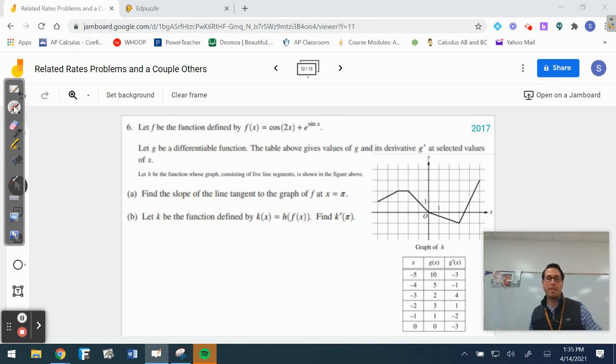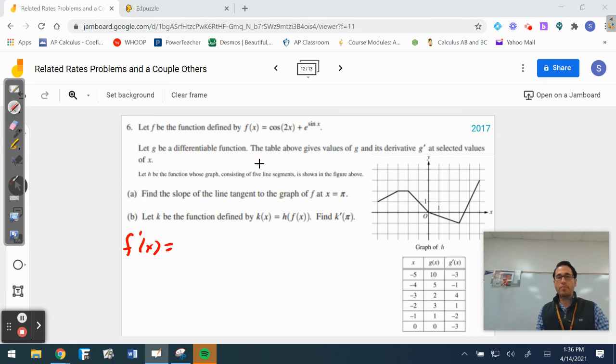So let's get it. All right, so we have a function up here. It's got a lot of trig in it. Oh no, let's attack it. Find the slope of the line tangent to the graph of f at x equals pi. Well, slope means derivative. So we're going to take the derivative.